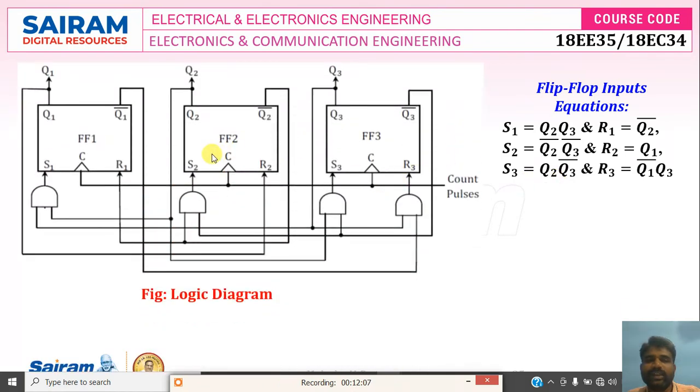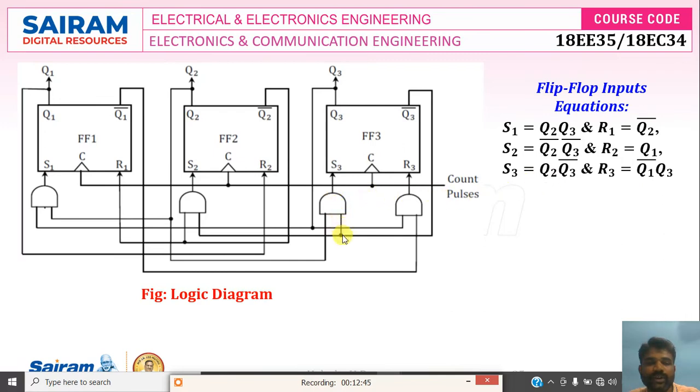See, this is the corresponding logic diagram. So for S1, we need one AND gate. So input to the AND gate is Q2, Q3. Observe the line. This is Q2 and this is Q3. And R1 is Q2 bar. See, to the R1, Q2 bar is connected here. Similarly, for S2, one AND gate. Input to the AND gate is Q3 bar and another one is Q2 bar. And R2 is Q1.